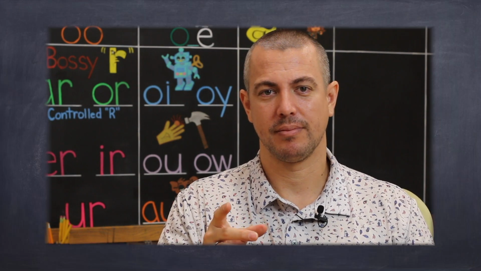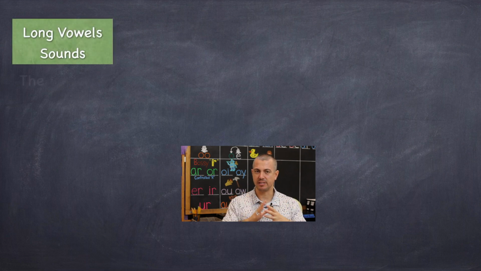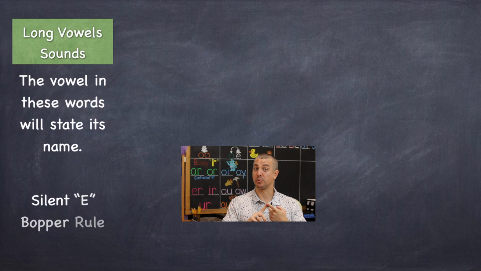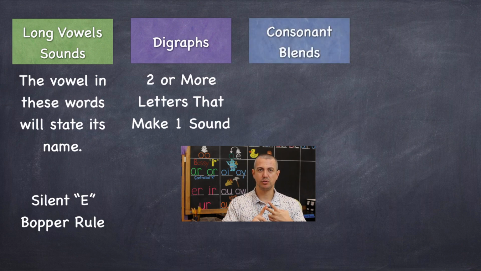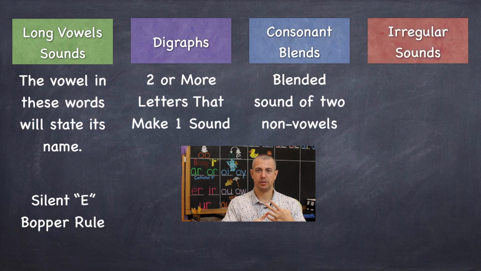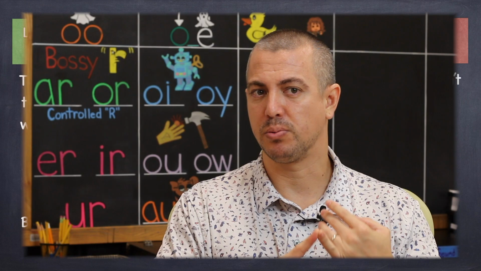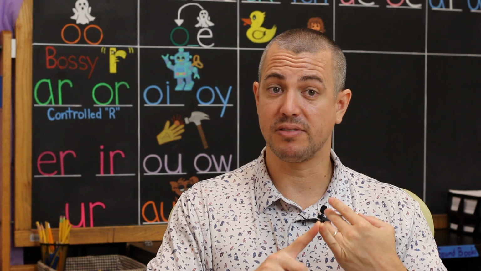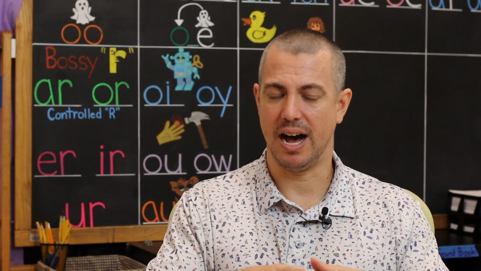Let's review. We have 4 different groupings of rules and sounds that we went through and described. The first one, long vowels, using silent E boppers. After that, we had digraphs, which are going to be 2 or more letters that make 1 sound, followed by 2-letter consonant blends, dr, sw, and nd. And the last one, we have our irregular sounds, where there's groupings of sounds that don't follow their rules, okay, as in buy and eye.